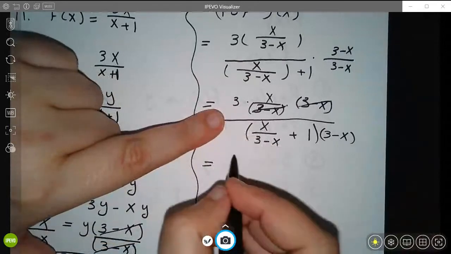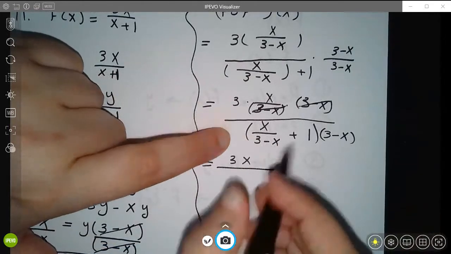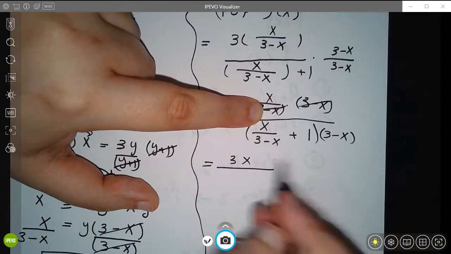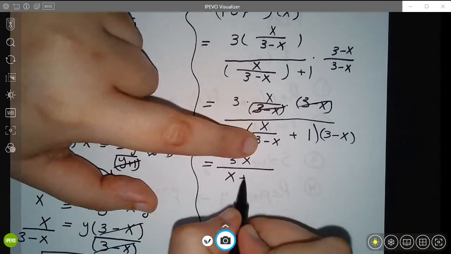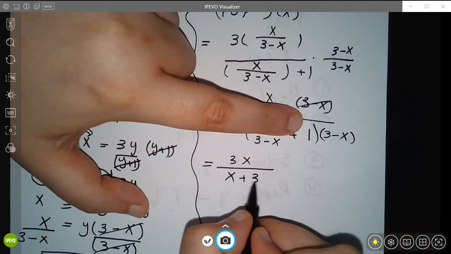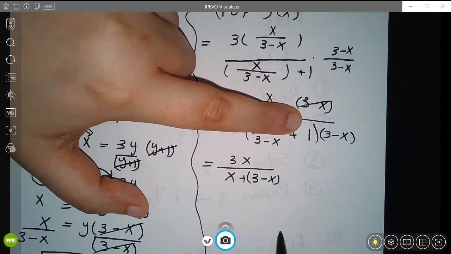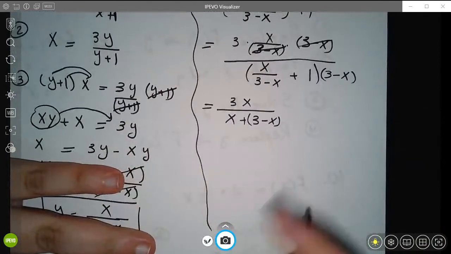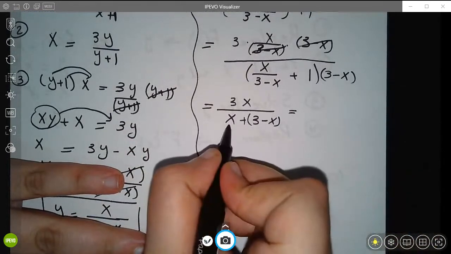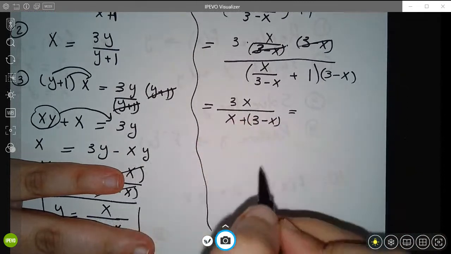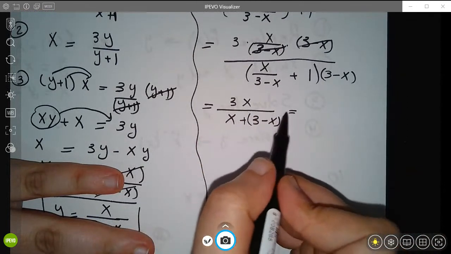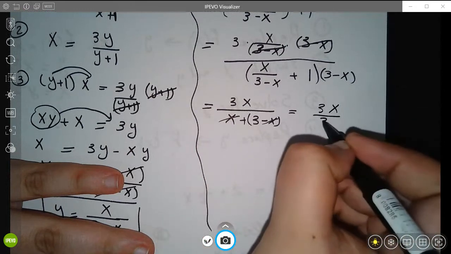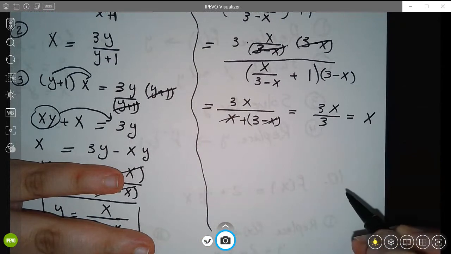I'm going to start a new line. Top, we said, is just 3x. Now at the bottom, this is multiplied by this fraction right here, 3 minus x and 3 minus x cancel, and then you end up with just x plus, now the 1 times 3 minus x, and you end up with 3 minus x. Okay? So this is what we have in the bottom now. You have positive x. This is addition, so there's nothing to worry about here. You have positive x and the negative x. They're going to cancel with each other, and you end up with 3x over 3, which is just x.